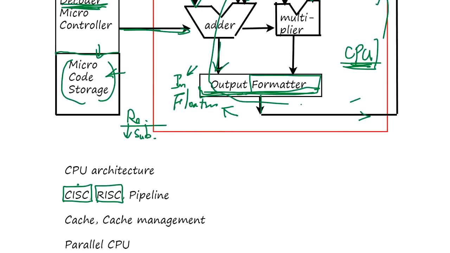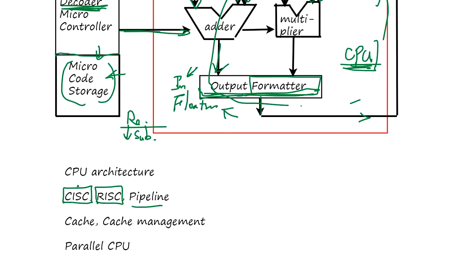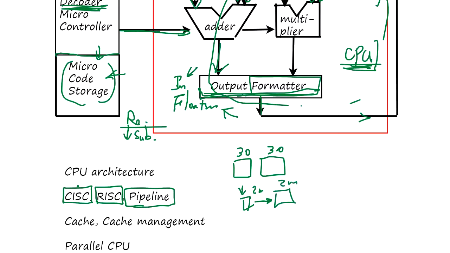Okay, now there is another one called pipeline. Pipeline is like the assembly process of a car. If making a car takes 30 minutes, each one takes 30 minutes. But if you pipeline it, each part is added in 2 minutes, and the car goes to the next stage, 2 minutes.